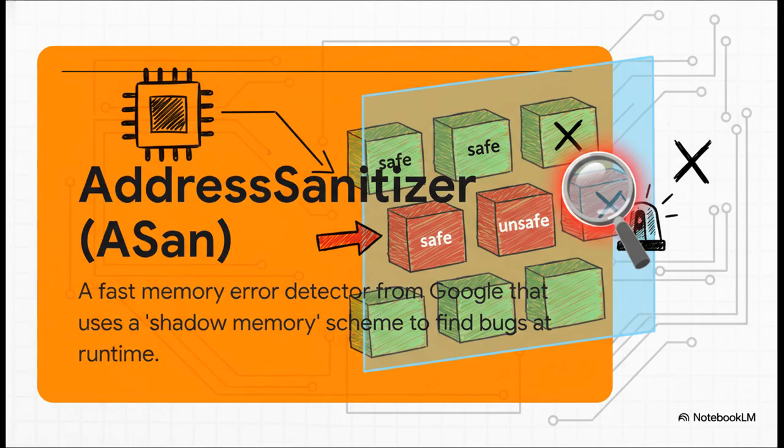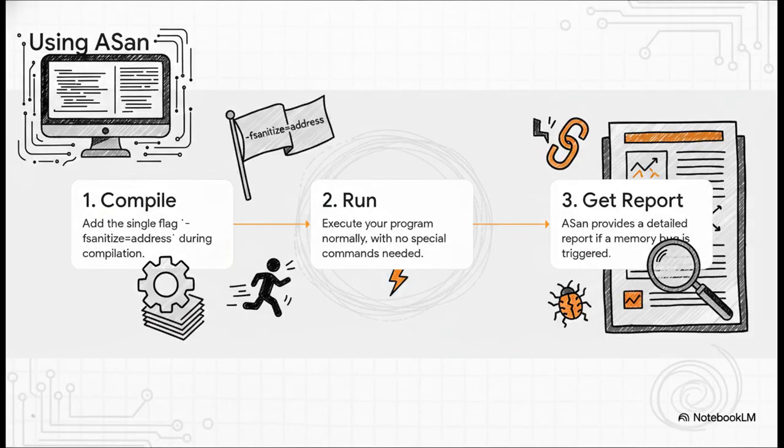It works by creating what it calls shadow memory. Think of it like a security guard who has a master list of every single valid memory address your program is allowed to touch. And as your program runs, if it ever tries to access an address that isn't on that list, bam, ASan catches it red-handed. And here is the best part. It is ridiculously easy to use. You just add one single flag when you compile your code. That's it. Then you just run your program like you always do. If a memory bug happens, ASan stops everything and gives you this beautiful, detailed report showing you exactly what went wrong and on which line of code.